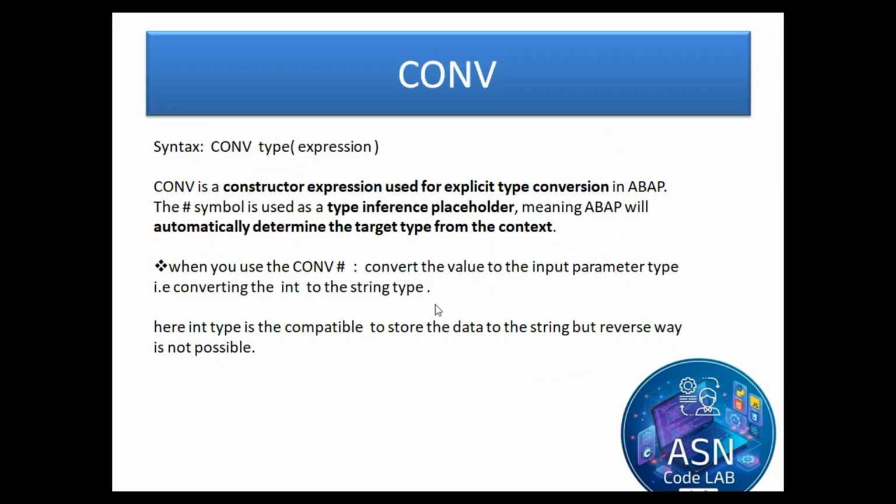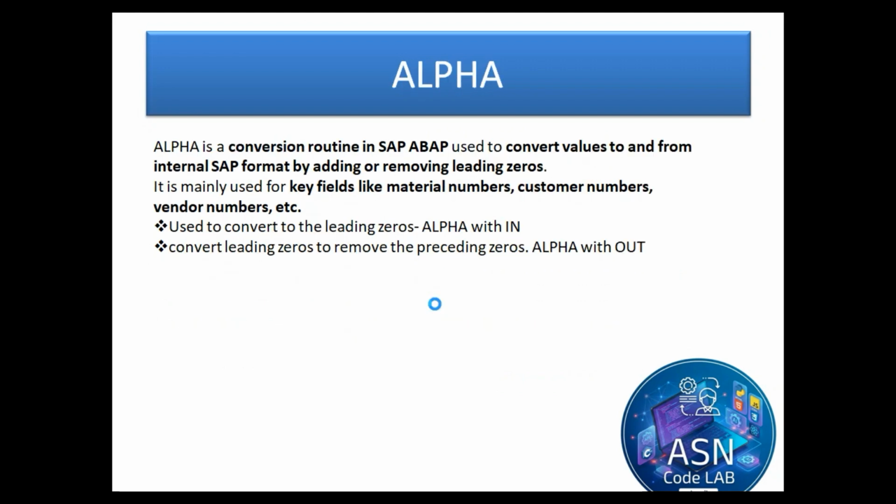So that's the concept. When we come to our slide, we have something called ALPHA. ALPHA is a conversion routine in SAP ABAP used to convert values to and from internal SAP format by adding or removing leading zeros. It's mainly used for key fields like material numbers, customer numbers, vendor numbers, etc. ALPHA = IN converts to the leading zeros, and ALPHA = OUT removes the preceding zeros. So this is the purpose.